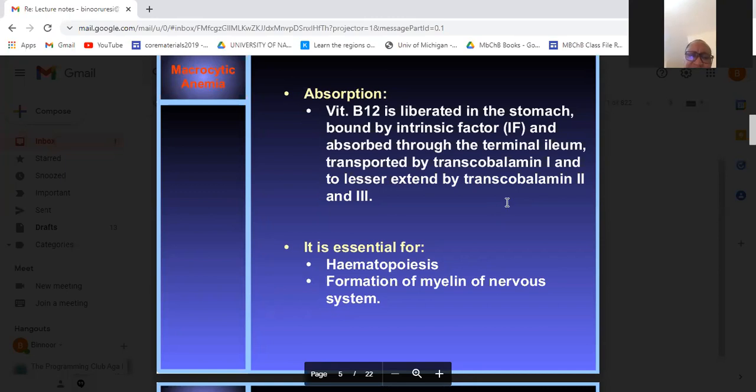And then it's also important for formation of myelin of nervous cells. Those are the main clinically important functions of B12. Next slide.